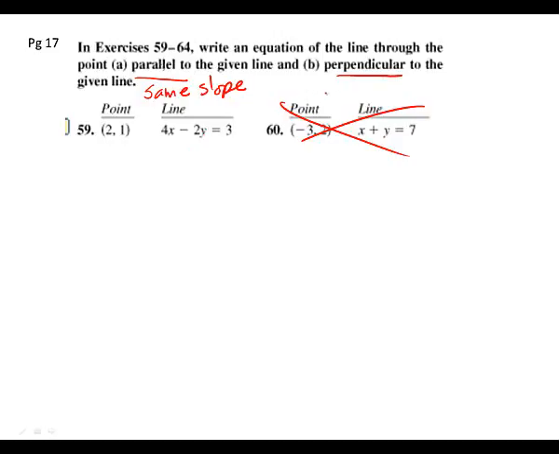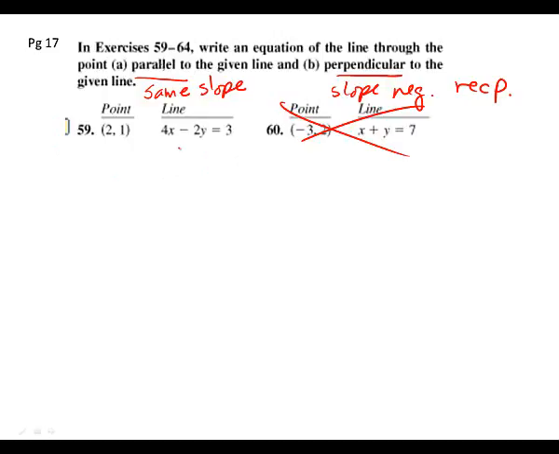Okay? Perpendicular. Let's not get this one wrong, because I'm guaranteeing it is on the test. Parallel is the same slope. Perpendicular is the negative reciprocal of the slope. So the first thing I need to do is figure out the slope of this line, because to write the equation you need two things, a point and a slope, right? So I have to get the slope out of this line.